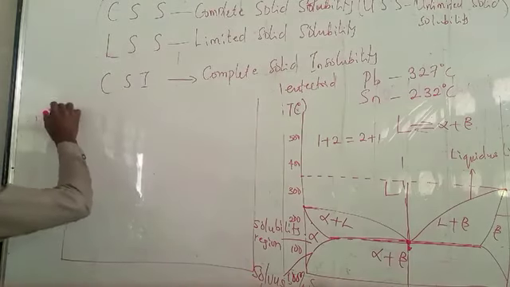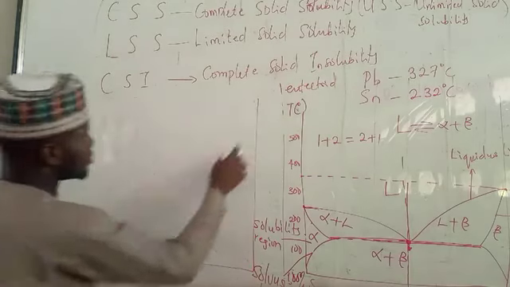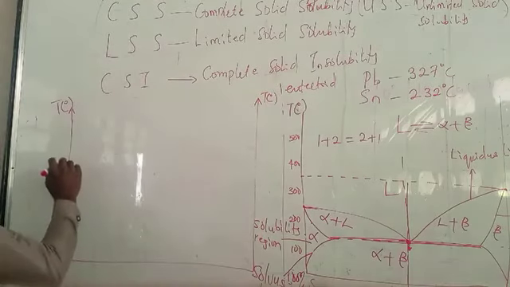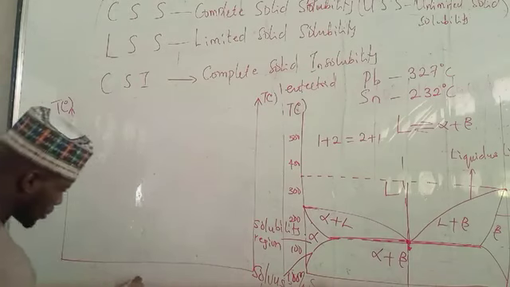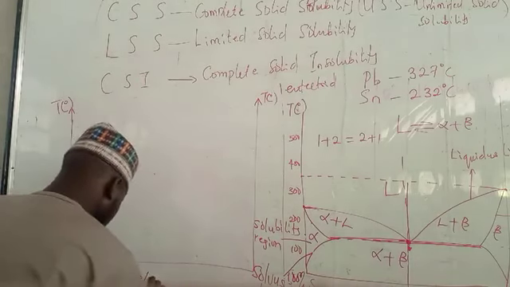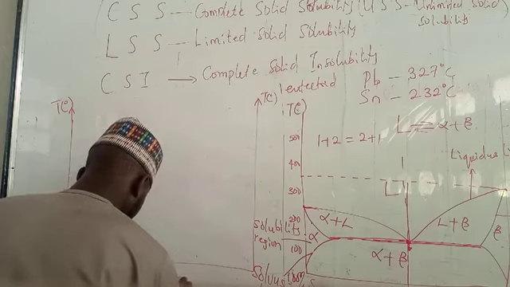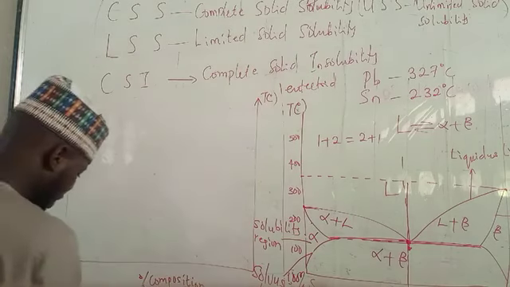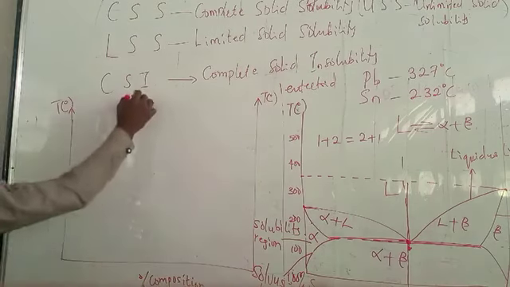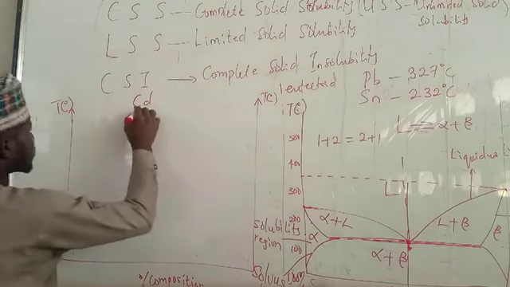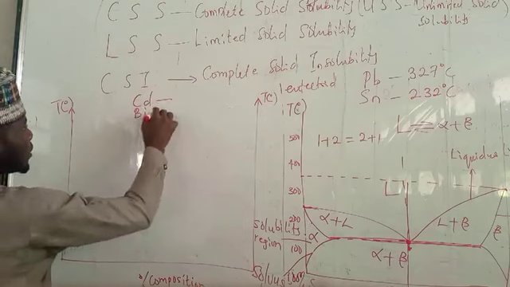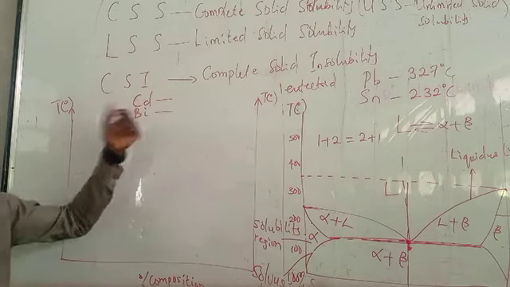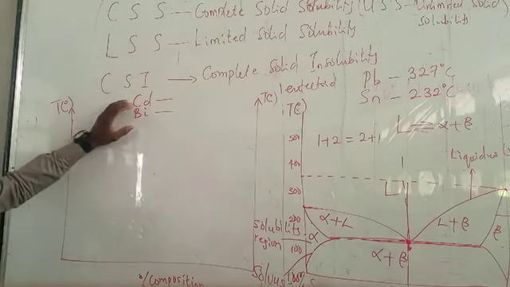This curve is our temperature axis, and this one is also our temperature axis. Then this is our percentage composition axis. An example of such is cadmium and bismuth. Examples of elements that exhibit this kind of curve are cadmium and bismuth.